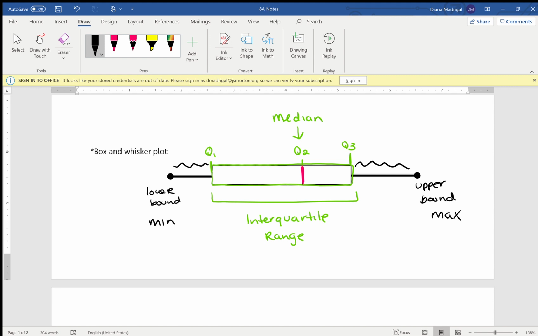Okay? And all you really have to remember is how to identify the interquartile range and the median. So remember, interquartile range is the whole box from quartile 1 to quartile 3. If they're asking you for the median, we're talking about quartile 2, the line between that box. Okay? So let's try a few examples together.